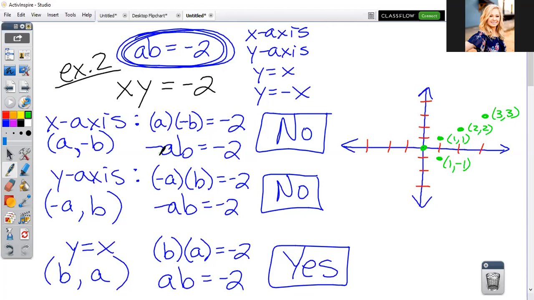Why does it have minus AB while these down here just have AB? Because what is b times negative, or a times negative b? Well, then that's negative ab. Yes. This is b times a, so there's no negative here. Is that making sense?